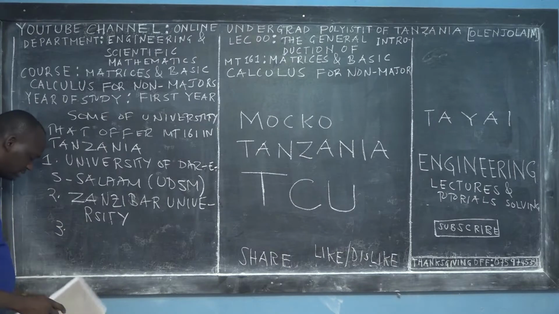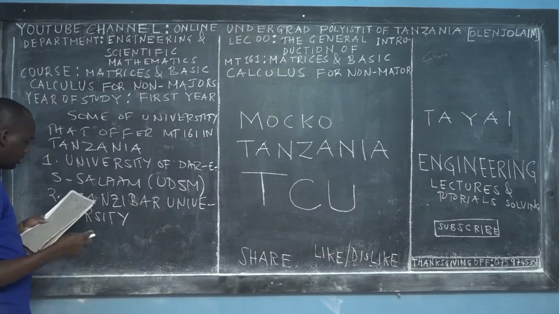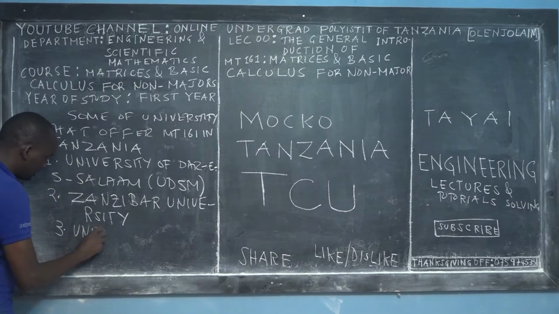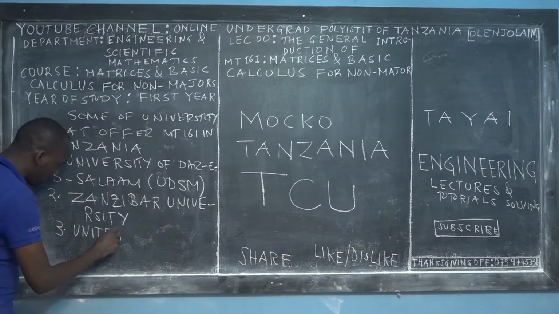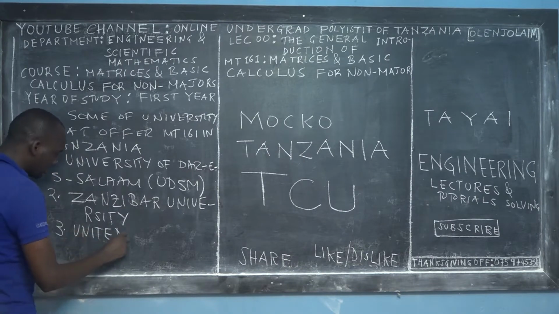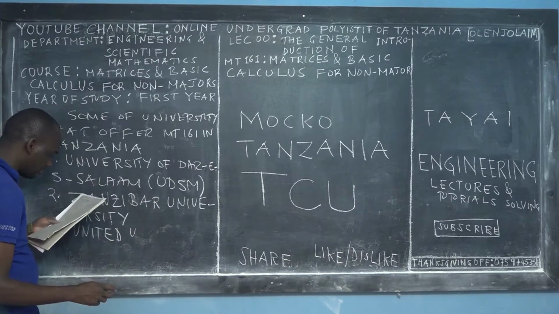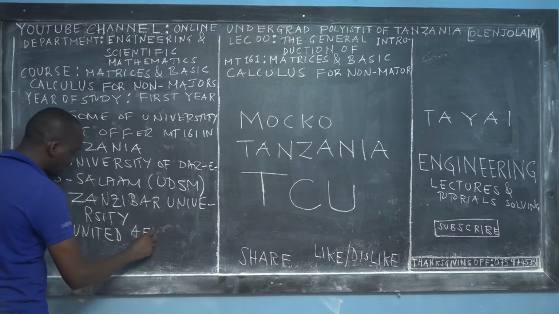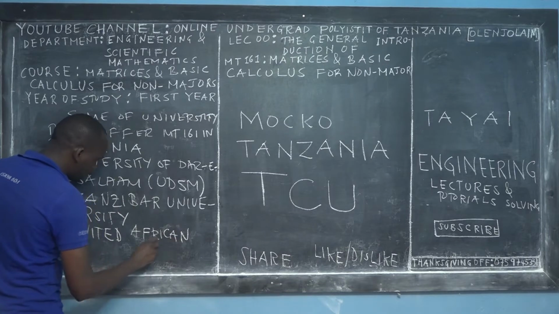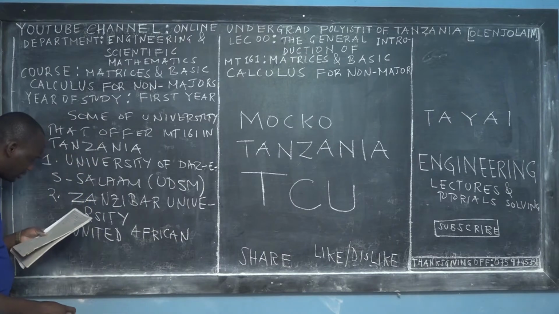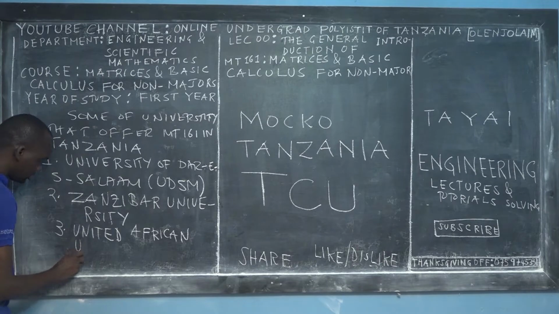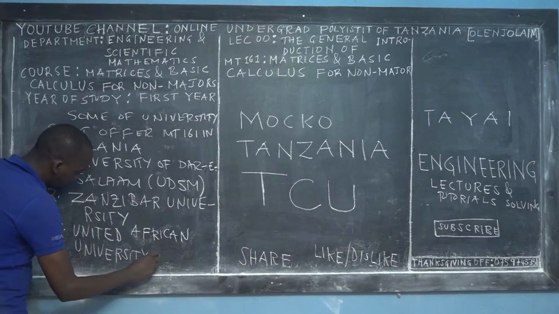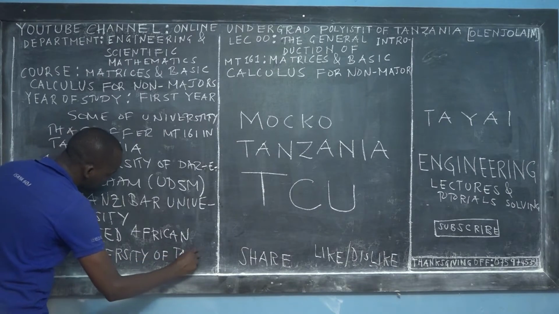Then the third university, which they used to learn about this, is called the United African University of Tanzania. This is established by the Koreans and run by the Koreans. It is located in Kigamboni.